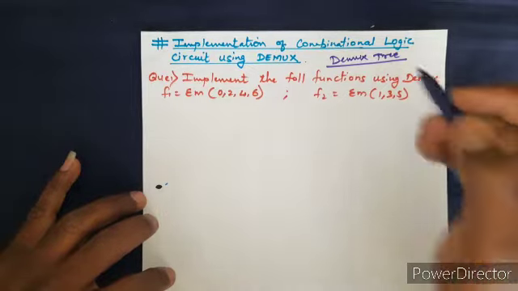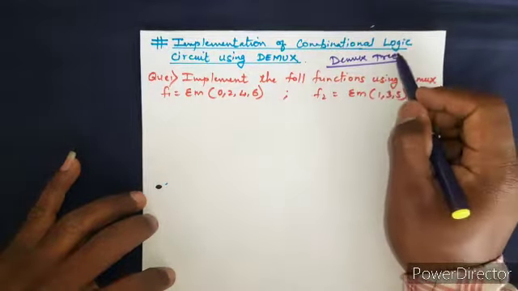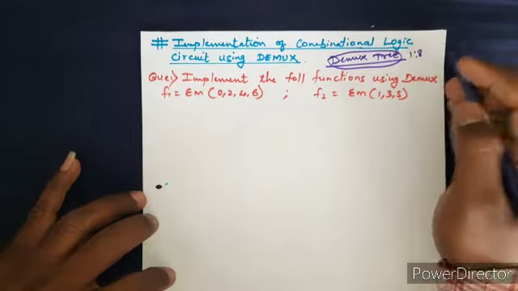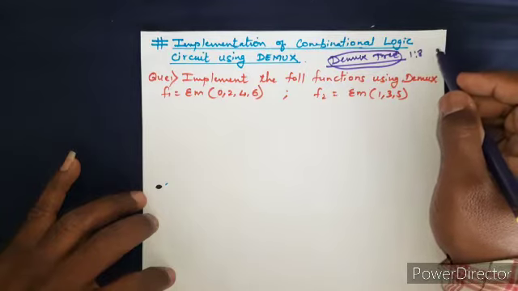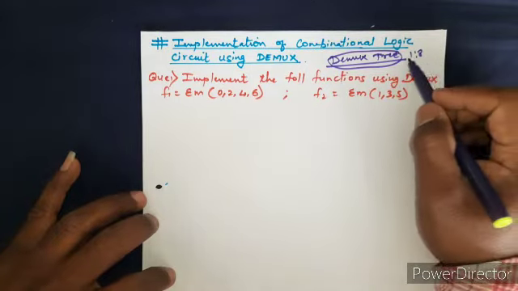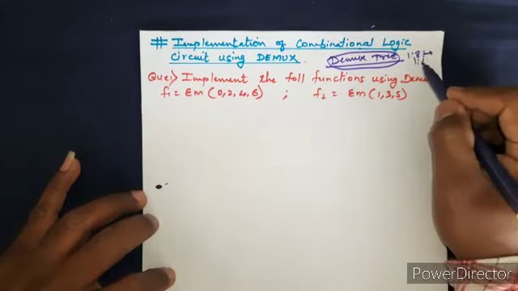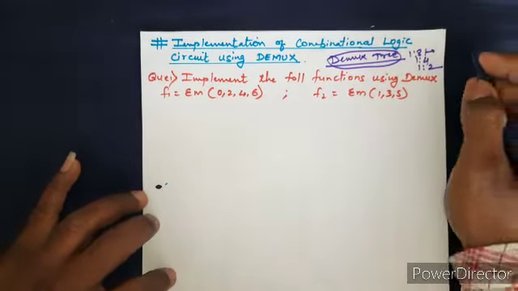In the last lecture we had discussed about this DEMUX tree, right? How we can implement a higher output DEMUX with a lower output DEMUX, that is 1:8 can be implemented with the help of 1:4 or 1:2.